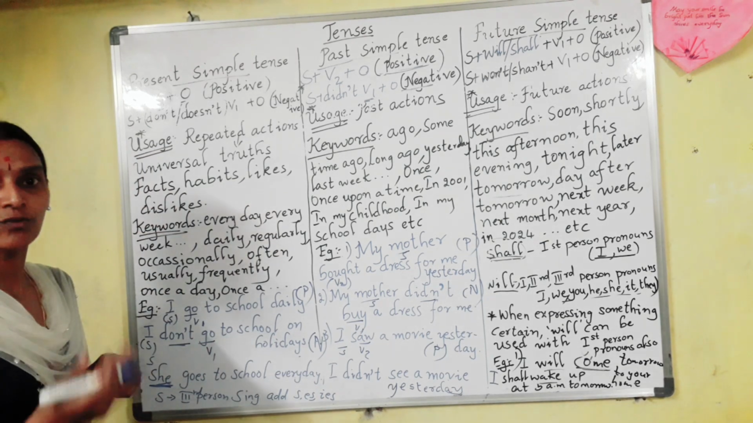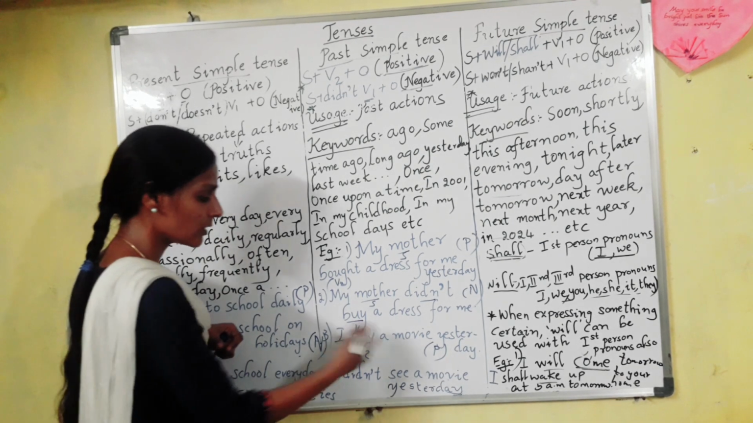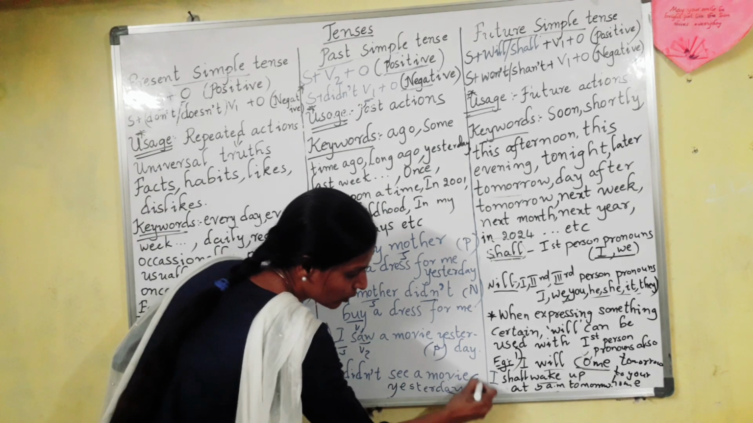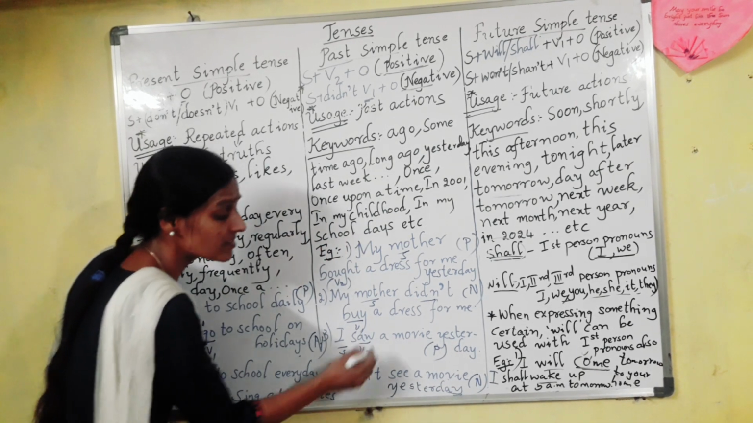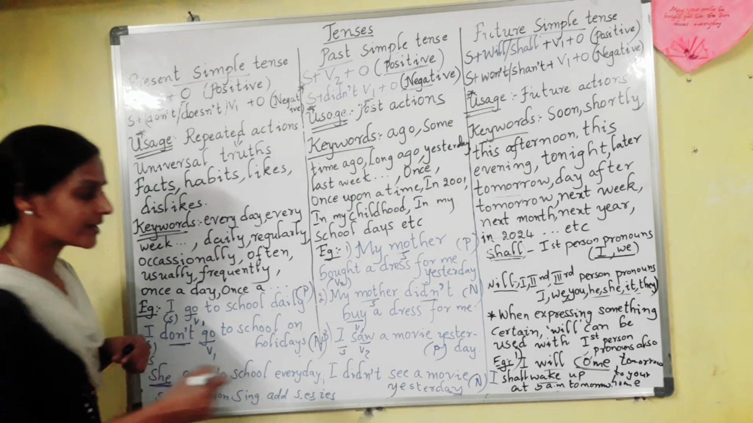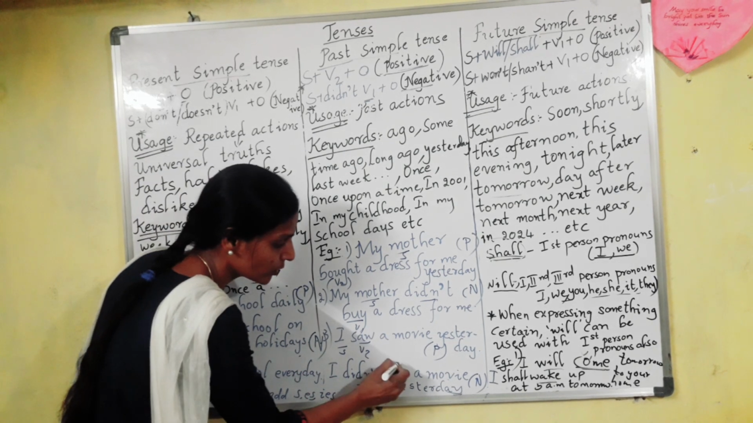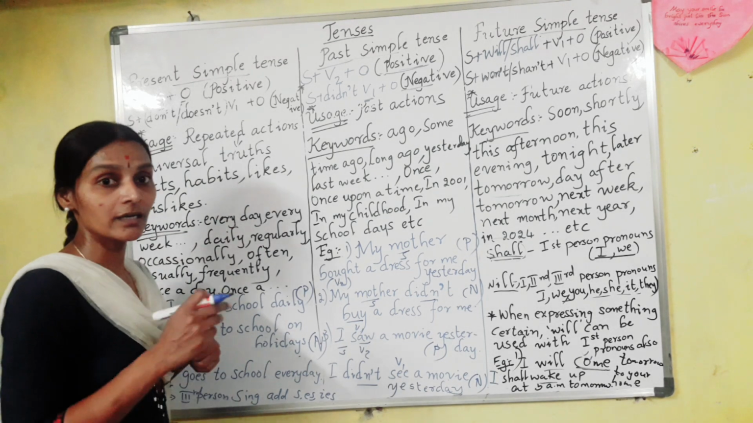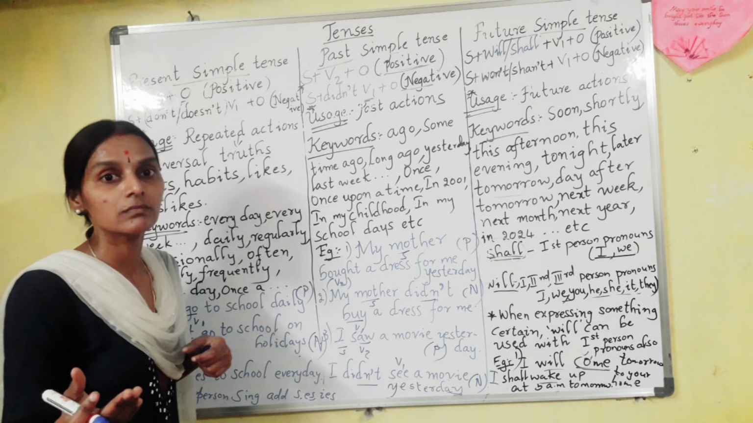Saw is the past form of the verb, V2. Then object. And for a negative sentence, how are we going to write? I didn't see a movie. After didn't, we are going to use V1, not V2. I didn't see a movie.